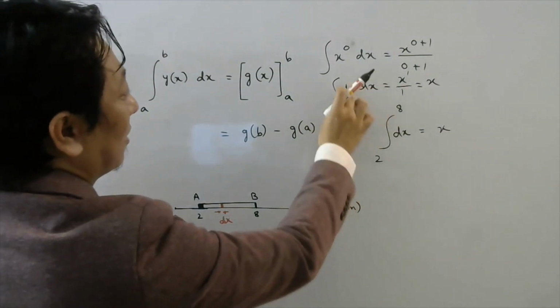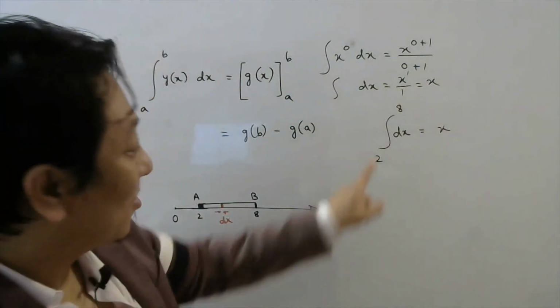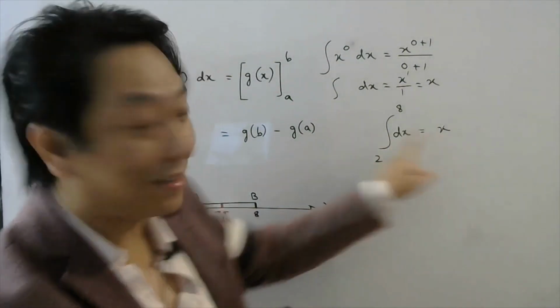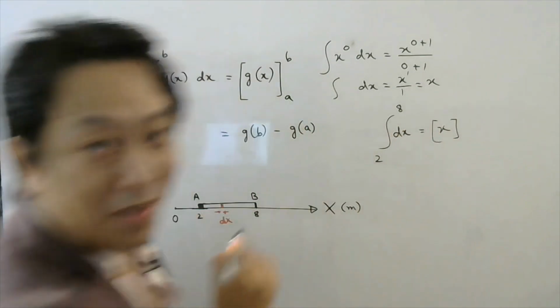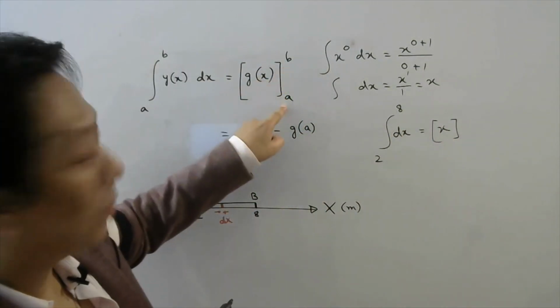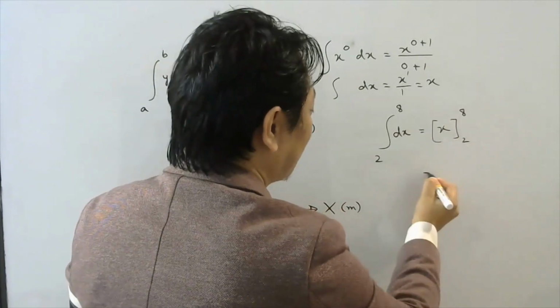And 1 into dx is dx. So integral of dx is what? X. So integral of dx is x. Then what does the rule say? It says we have to put a square bracket here, and then the upper limit here, lower limit here.